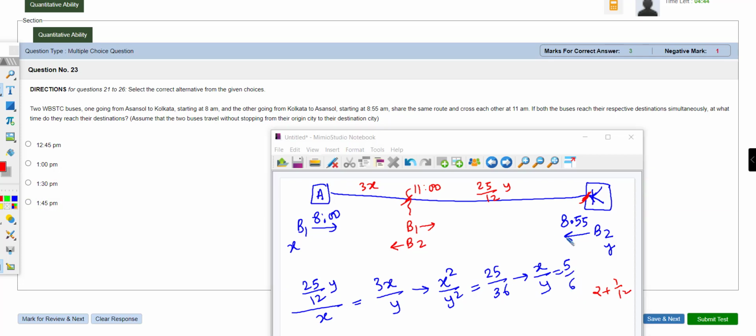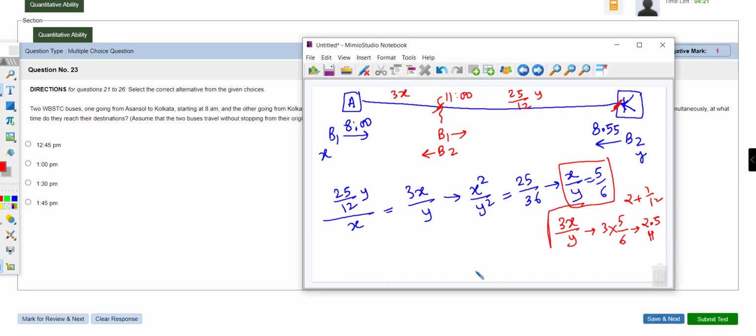Now look here. What we want to find is at what time they reach their destination. So let's say at what time B2 reaches the destination. B2 reaches the destination after 3x divided by y hours, that is 3 into 5 by 6, which is 2.5 hours after 11 o'clock. 11 o'clock plus 2.5 hours is 1:30. At 1:30 p.m. both of them reach their destination, so let's mark 1:30 p.m.